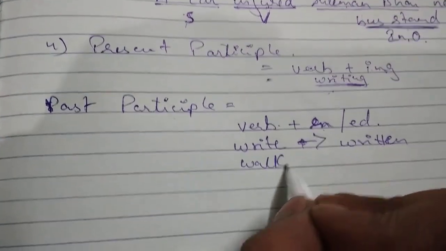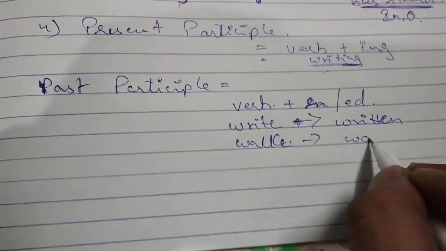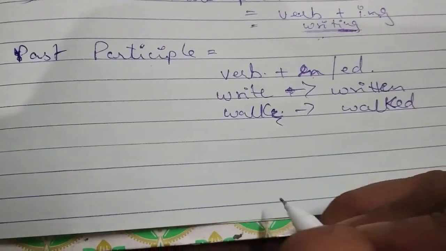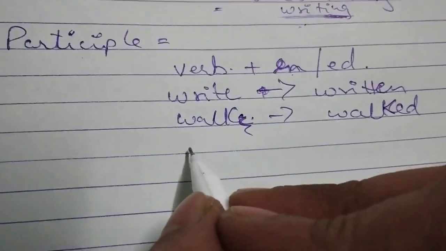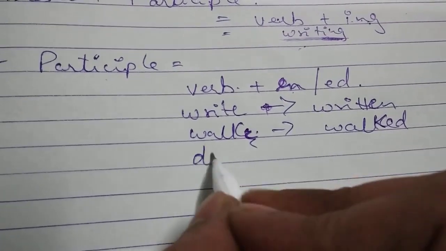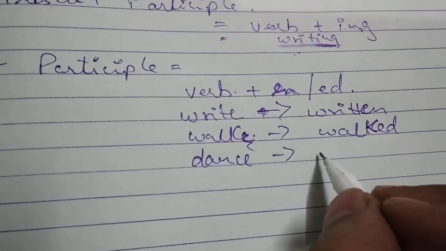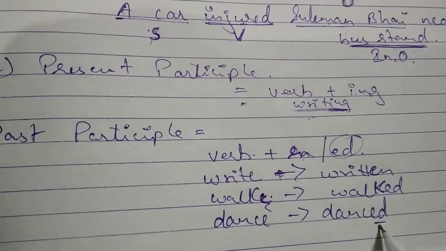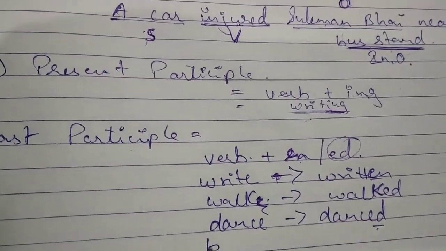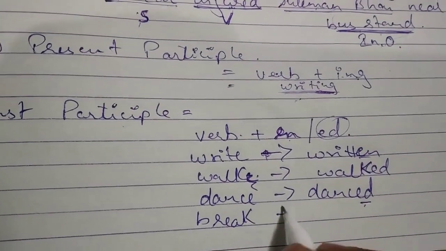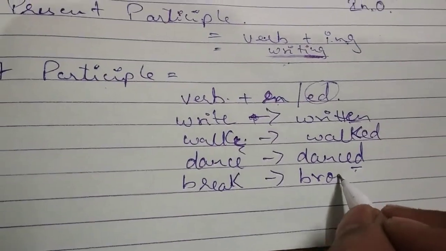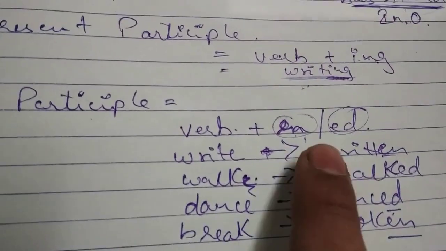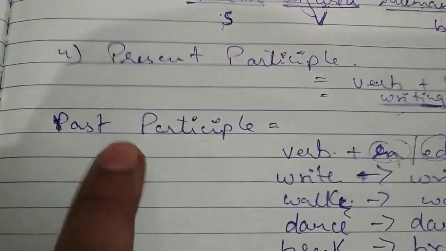Example, walk. Past participle will be walked. Clear? One more example, dance. Past participle will be danced. See, ed will be added. Example, break. Its past participle will be broken. So there are many verbs in which en and ed are added to make the past participle.